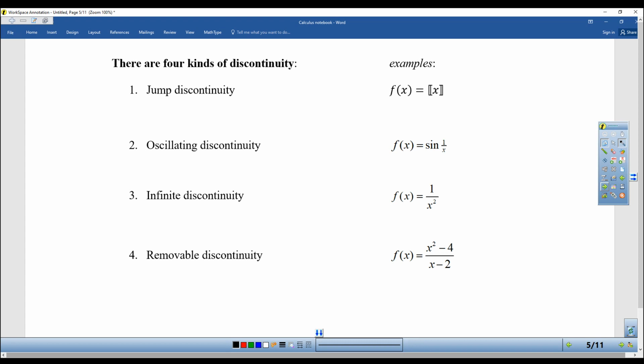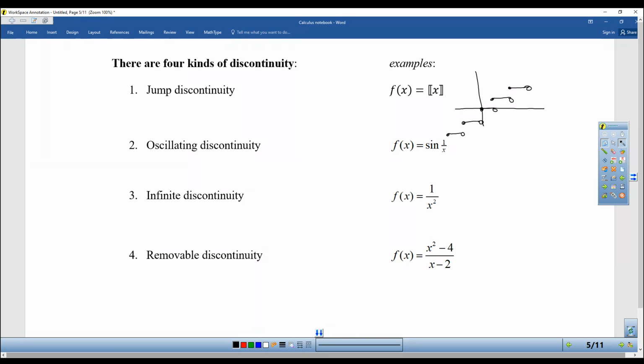There are 4 kinds of discontinuity. The first one is jump discontinuity. Go math, they gave it a nice easy name. Greatest integer function. Sometimes I don't draw it on the other side, but both sides. So they call this a jump discontinuity because literally you're traveling along and then you have to jump to the next point.